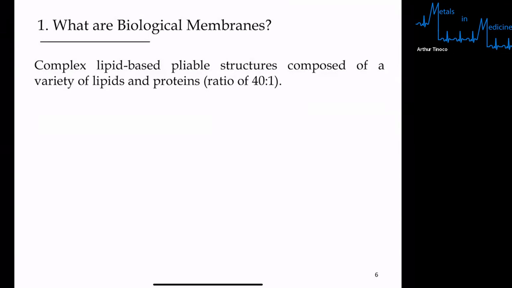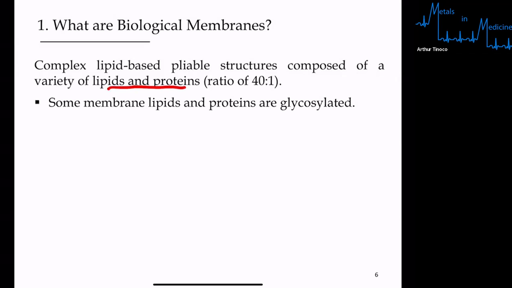So when you're thinking about the composition of the membrane, you have this mixture of lipids to proteins at a ratio of about 40:1. Some membrane lipids and proteins are glycosylated, and those glycosylation sites, the sugars or the carbohydrates on them, are located on the exterior parts. Those are the ones that are coming into direct contact with the aqueous environment.